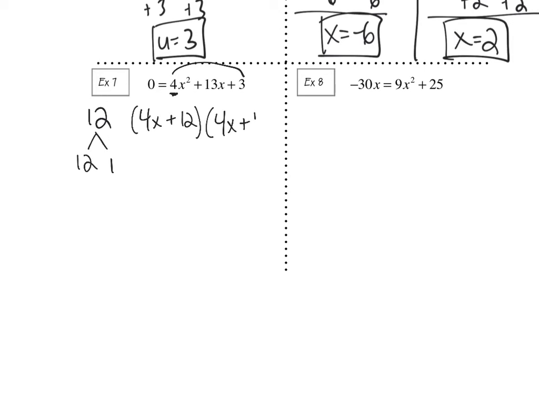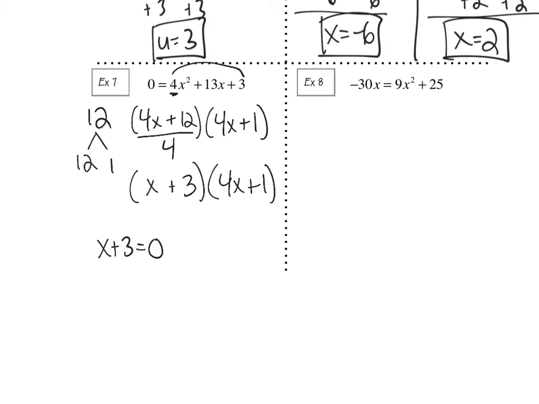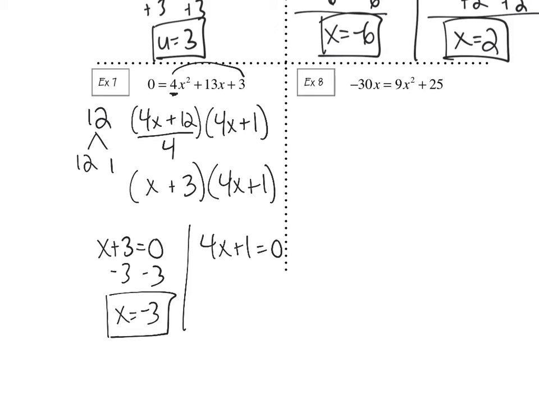So you say 4x, and since it's a plus plus, I'm going to use plus 12. 4x plus 1. Now, what can I take out of the first one? I can take out a 4. So I'm left with x plus 3 and 4x plus 1. There's our final factored form. So now your next step is to set each piece equal to 0. So you say x plus 3 equals 0. Minus 3, x is negative 3. There's one solution, okay?